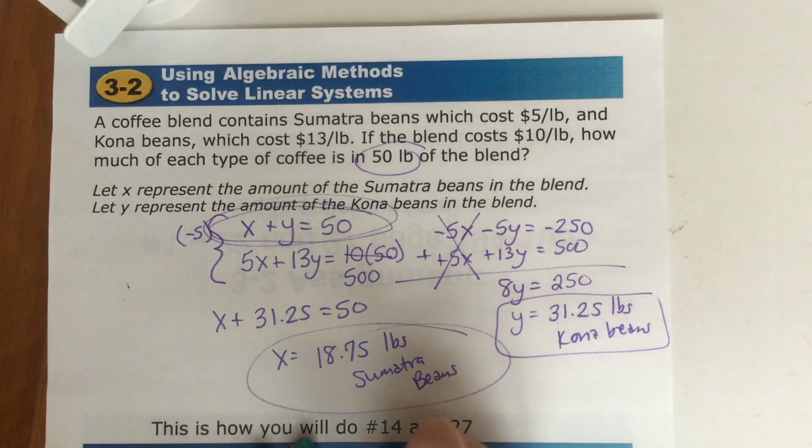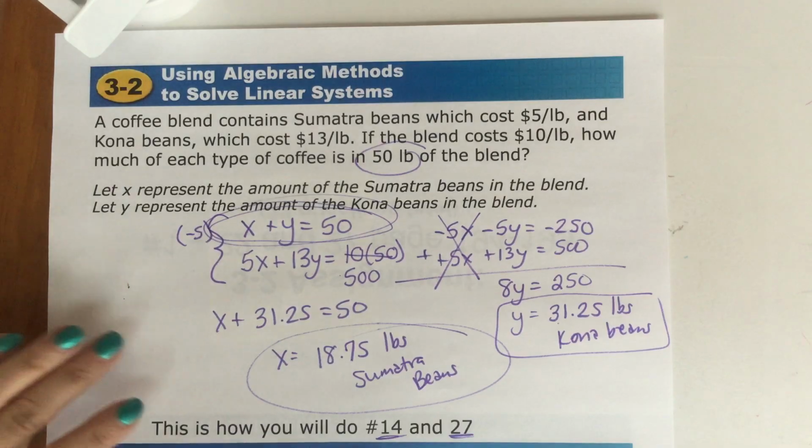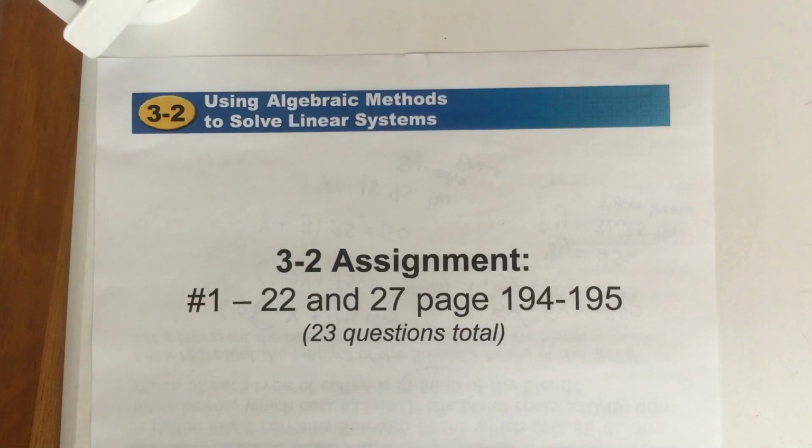Now in your assignment, 14 and 27 are story problems, so you can refer to the last two examples that we worked through to kind of assist you. There's my name, there we go. And this is what the assignment is for 3.2.